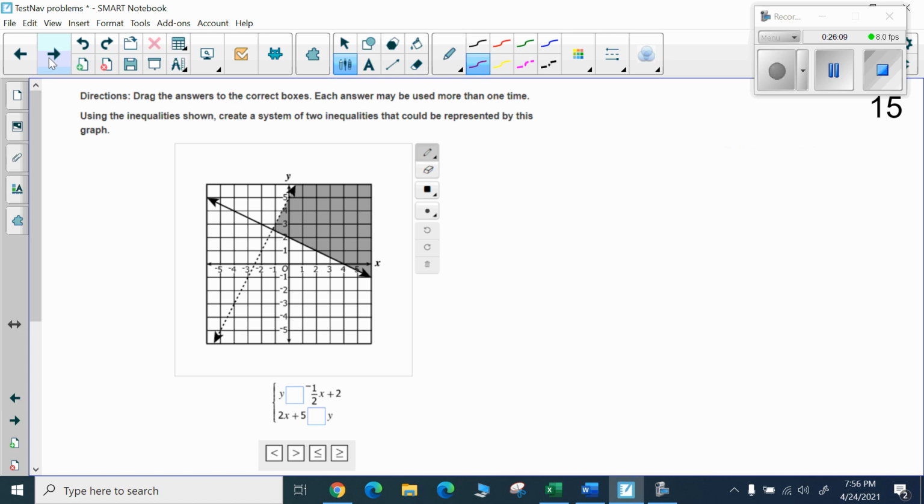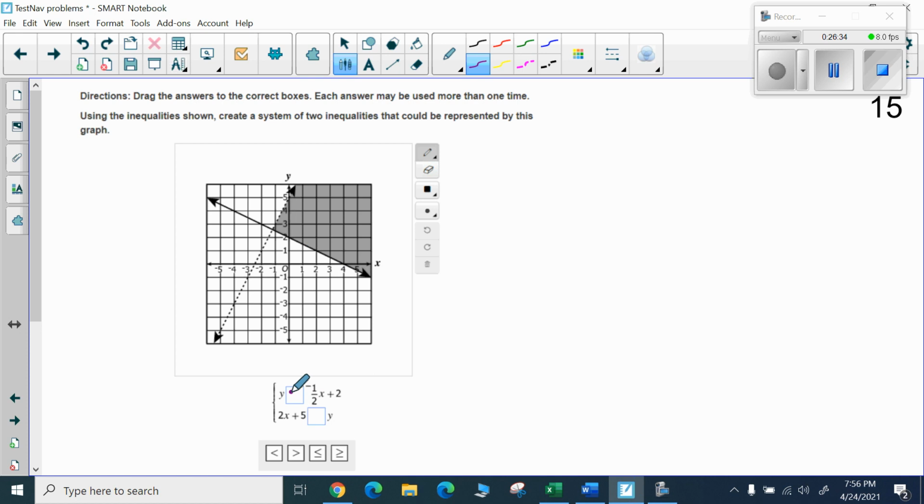Question 15. Directions. Drag the answers to the correct boxes. Each answer may be used more than one time. Using the inequalities shown, create a system of 2 inequalities that could be represented by this graph. So they give us the numbers and letters, and we have to figure out which symbols to put in to make it look like this, okay?